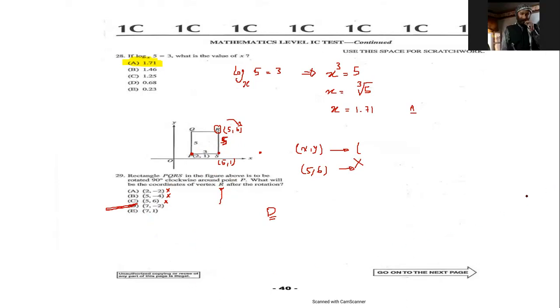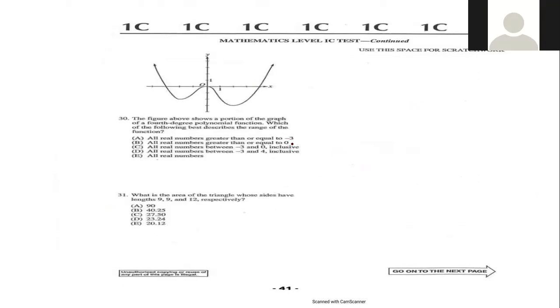Number 30. The figure above shows a portion of the graph of a fourth degree polynomial function. Which of the following best describes the range of the function? The range relates to the y values. So it's from negative 3, included, to positive infinity, or numbers greater than or equal to negative 3. It's A.